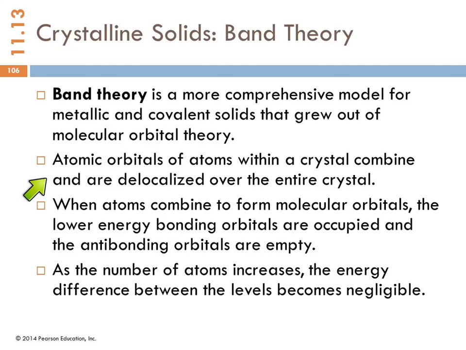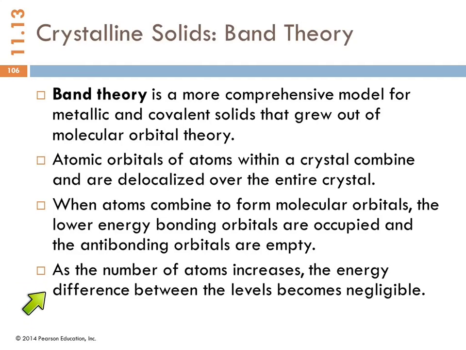entire crystal. So we're not looking at individual atoms, we're looking at atoms within an atomic solid. And their atomic orbitals will combine and delocalize. So they're forming essentially molecular orbitals, just like we learned with molecular orbital theory. So when two atomic orbitals combine, you get a lower energy bonding orbital and a higher energy antibonding orbital. It will always be, though, that the lower energy bonding orbital is occupied and the antibonding orbitals are empty.